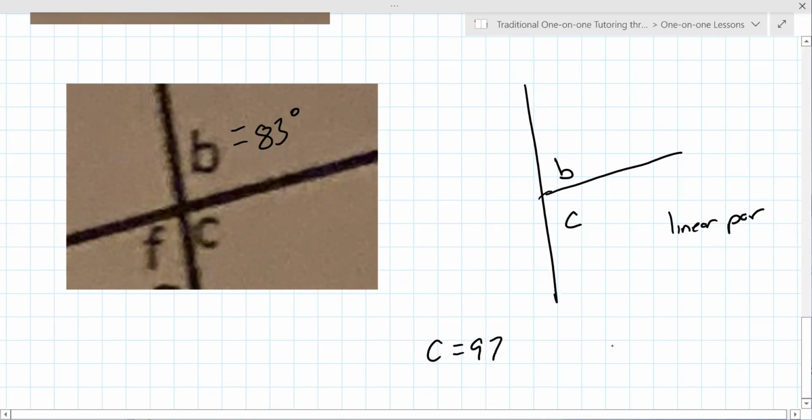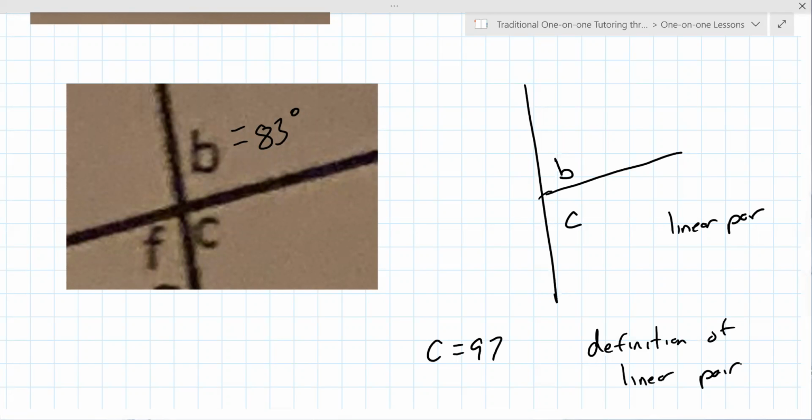And then this might be something to ask your teacher. Do I need to write the definition of linear pair, or can I just write linear pair? Do I need the definition of linear pair? Okay, yeah. I'll write that down. How specific do you need to be? I need the definition. All right, thank you.